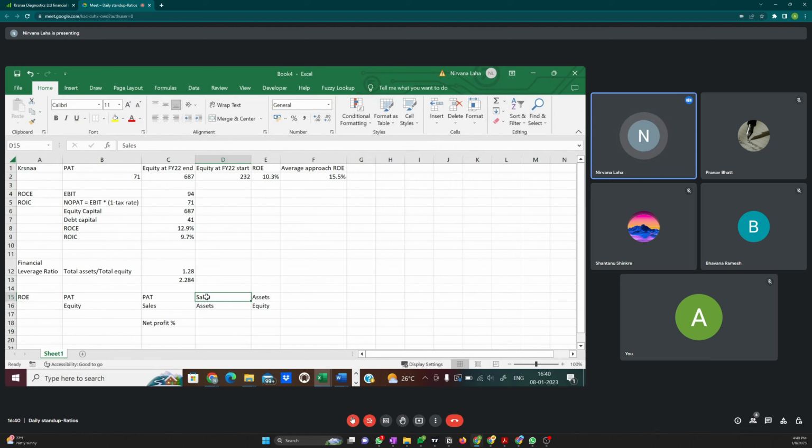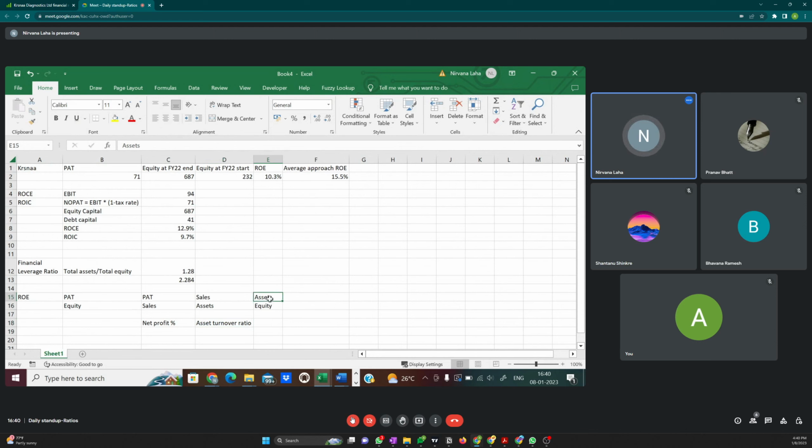So the more efficient a company is, the more sales it will be able to generate with an equal number of assets. If there are two companies with equal assets, the company that is more efficient will be able to squeeze out more sales from the same amount of asset. So this is an efficiency ratio, sales by asset. It's called the asset turnover ratio.